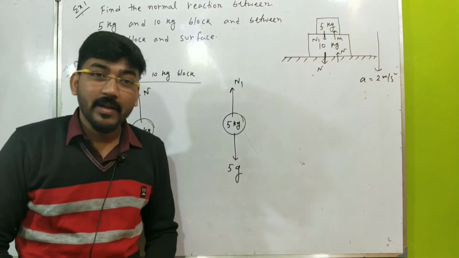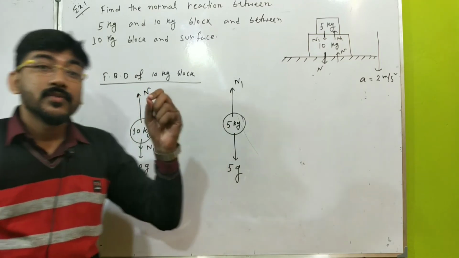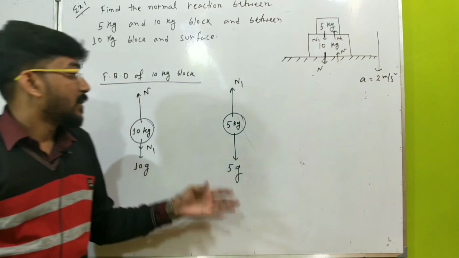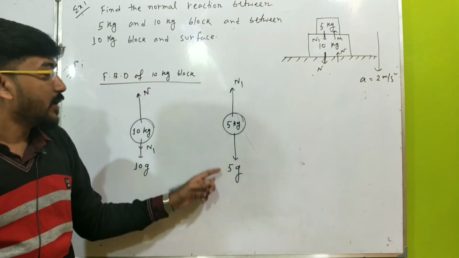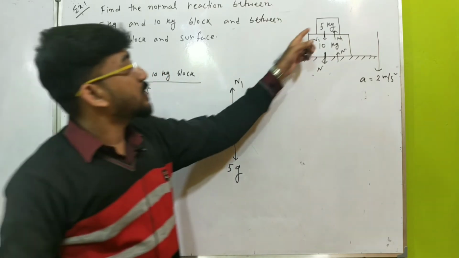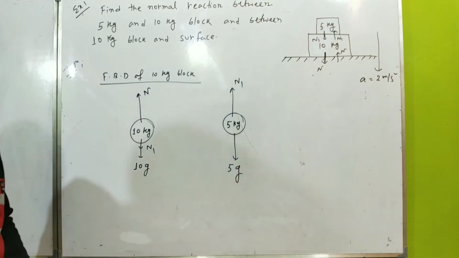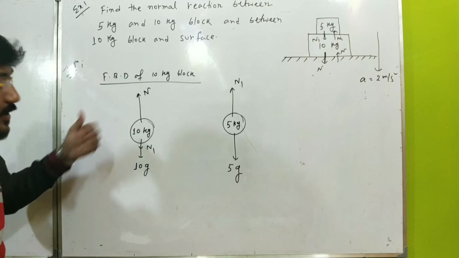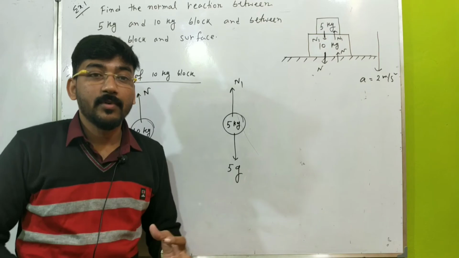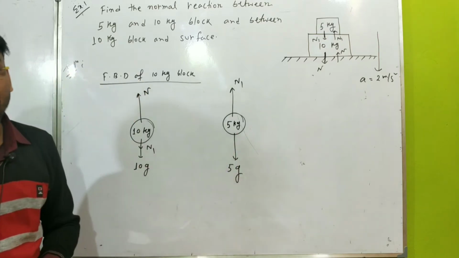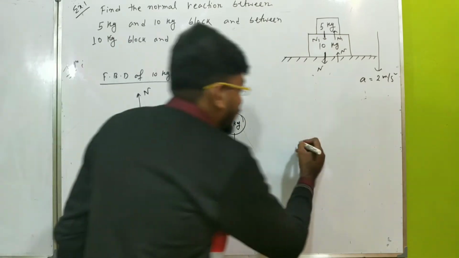I have said earlier, I had already told you that in the free body diagram we draw, only that force will appear which the object feels. So here the object feels only two forces, N1 and 5g, but this object will also give a force N1, but that will be felt by the 10 kg block. So the N1 will be drawn on the 10 kg block. So the forces which the object feels, that force we have treated in the free body diagram. OK, so the 5 kg block will experience only two forces.